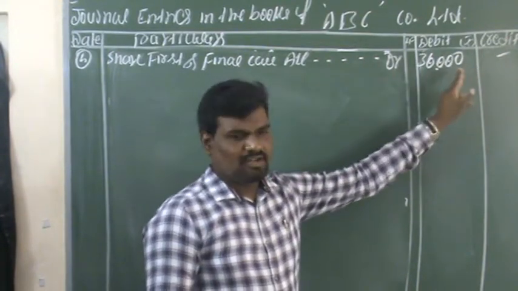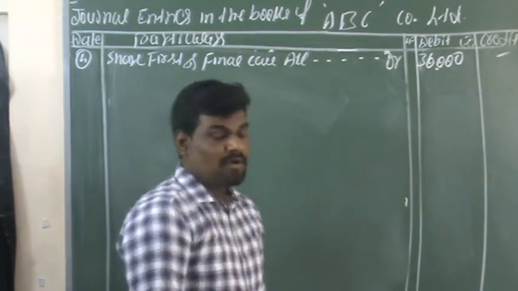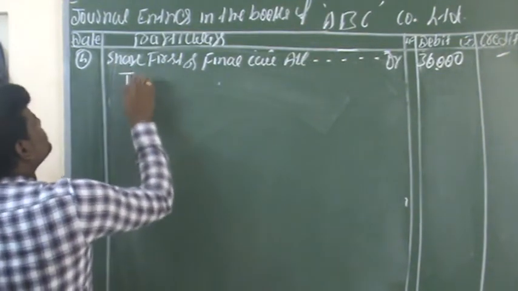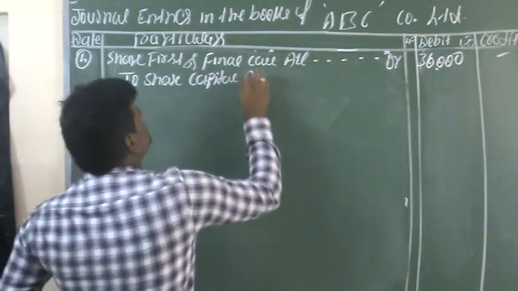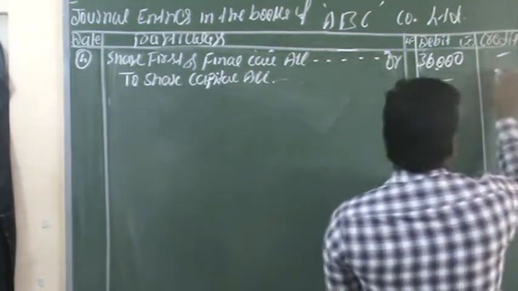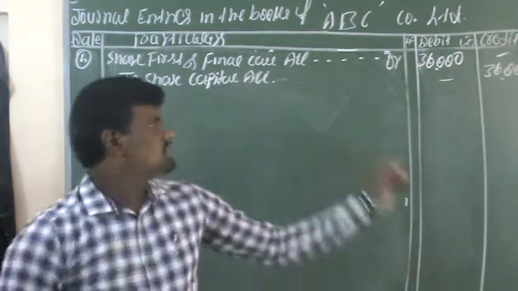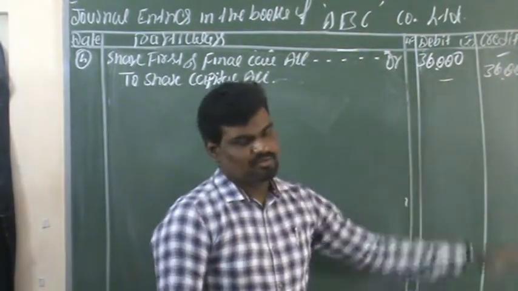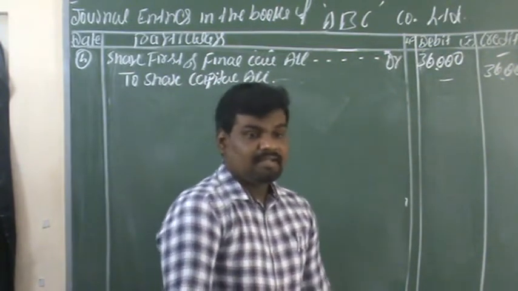So in total 36,000 rupees we need to receive at the time of the first and final call. Share first and final call account debit to share capital account. The credit side is 36,000. The amounts are equal. This is the fifth entry for the first and final call money due.